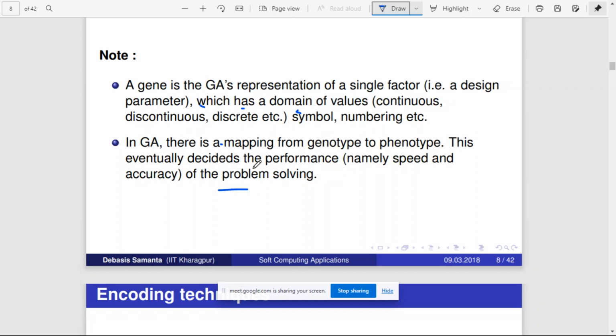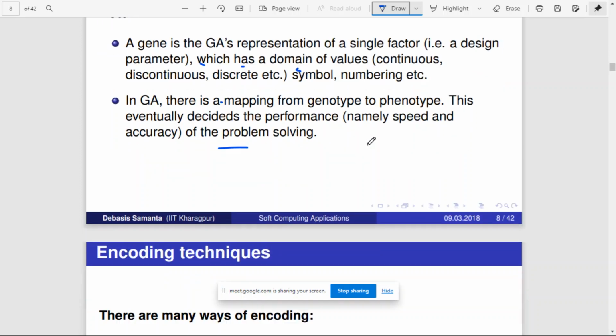So in a genetic algorithm also, in the case of genotype, we represent what are the factors necessary to solve a problem, or what are the variables involved in solving the problem. That we call genotype, and the mapping and assigning of values to the parameters is called phenotype.